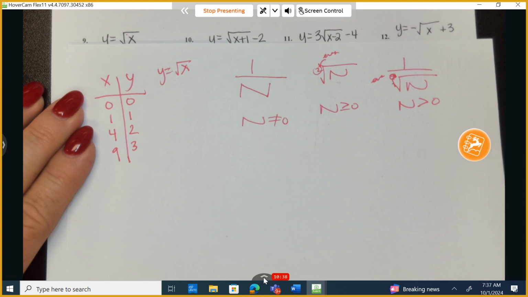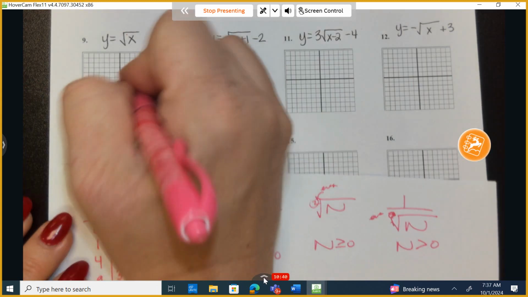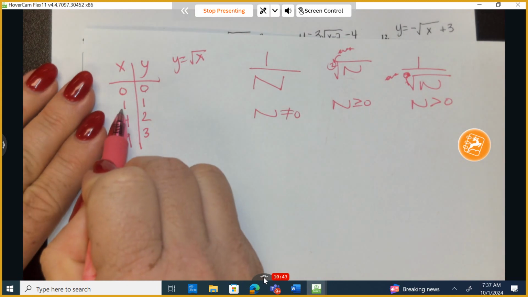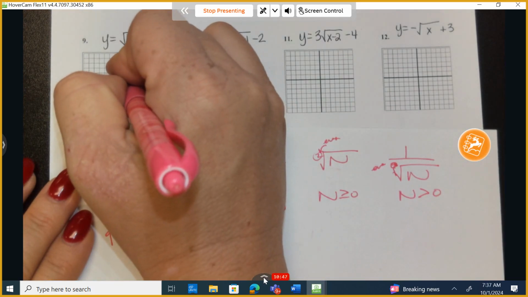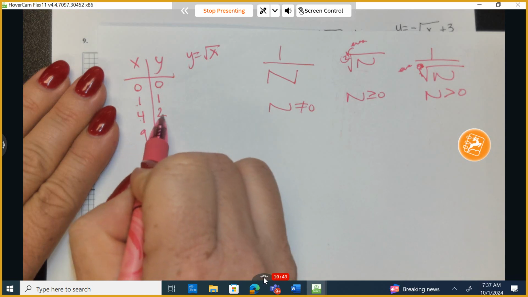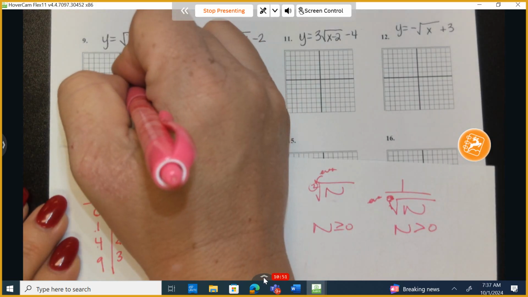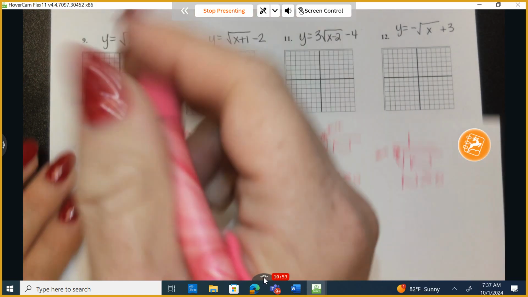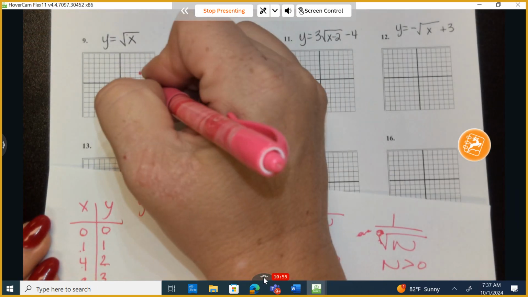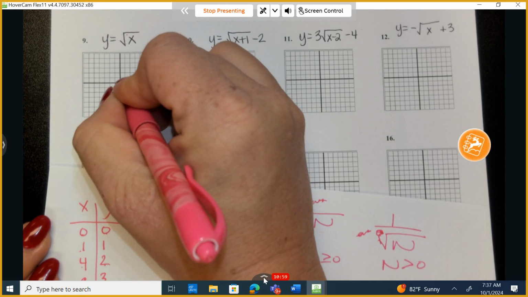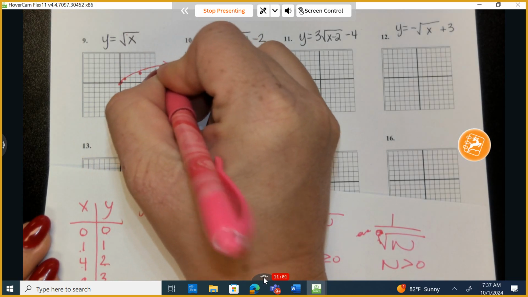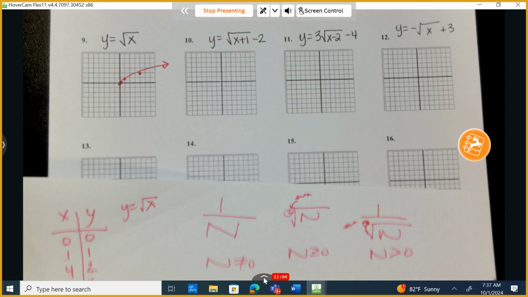So let's go ahead and graph this. 0, 0. This says go over 1 to the right and up 1. Over 1 to the right and up 1. From the origin, go right 4 and up 2. Right 4 and up 2. And I don't think we can go all the way up to 9, but let's check. 4, 5, 6, 7, 8, 9, and up 3. We get the basic idea here. And there's my square root function.